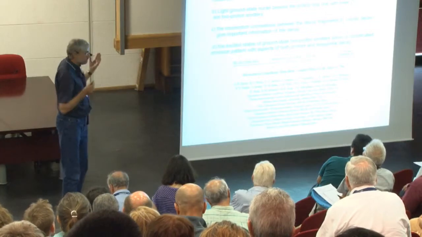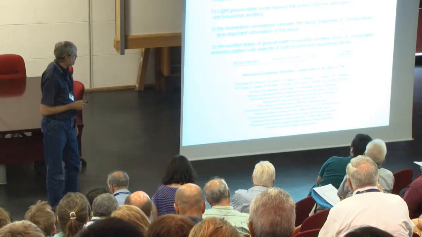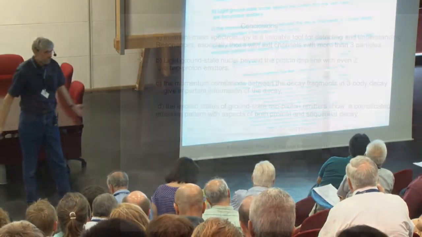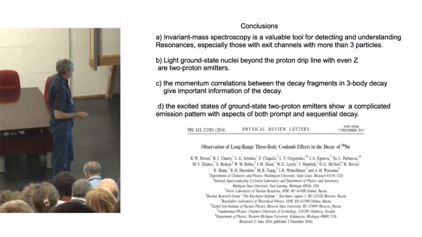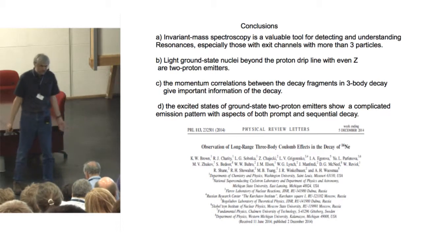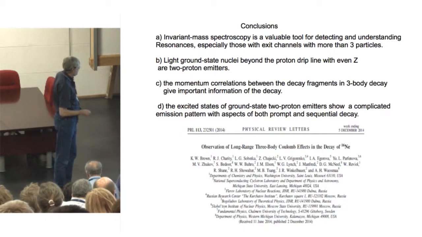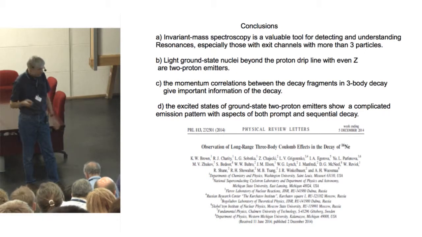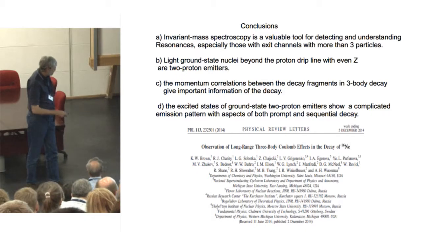So I've talked about this invariant mass spectroscopy. It's quite powerful. As I showed, we saw a lot of three-body resonances. And I sure hope that I convinced you that these momentum correlations are a very powerful tool for learning about these and nuclear structure effects. And finally, I talked about how we have a very complex transition from prompt to sequential decay. And here are some of the authors associated with this work. Thank you.